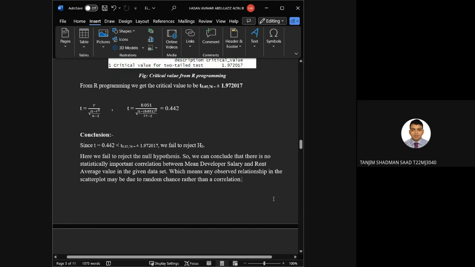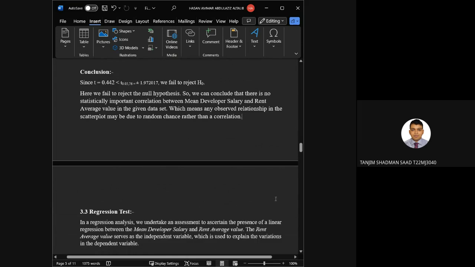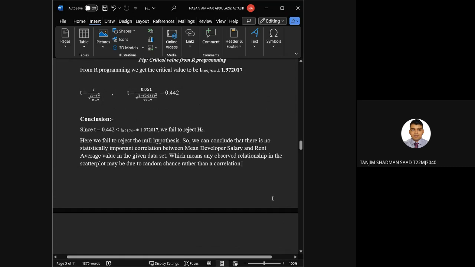So we can conclude that there is no statistically important correlation between the mean developer salary and average value given the data set, which means any observed relationship in the scatter plot may be due to random chance rather than a correlation. So with this, I'm concluding my part.